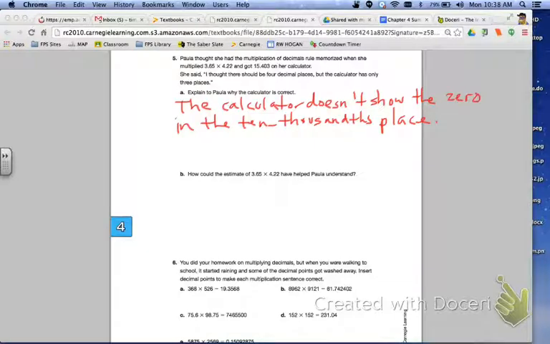What we need to explain to Paula is that the calculator doesn't show the 0 in the 10,000s place because 15.4030 would be equal to 15.403. 0 means there is no value in that specific place value, and it is the final place value in that decimal, so the calculator doesn't need to show that last 0.